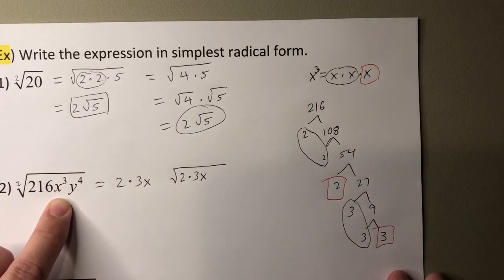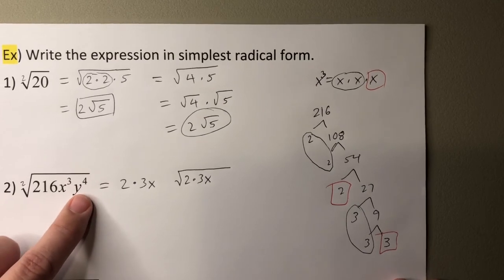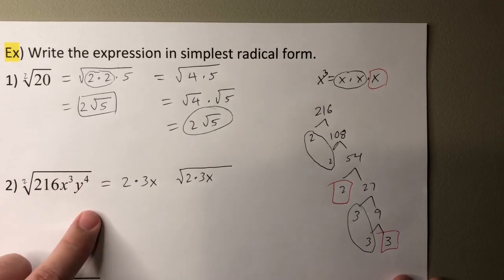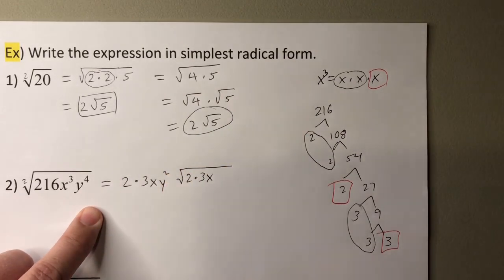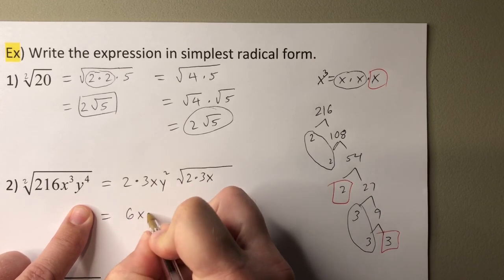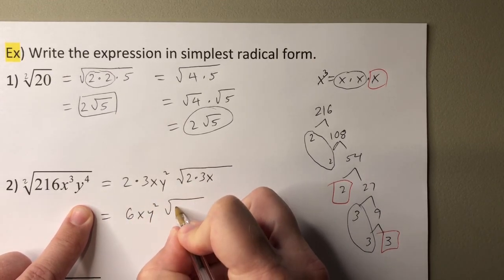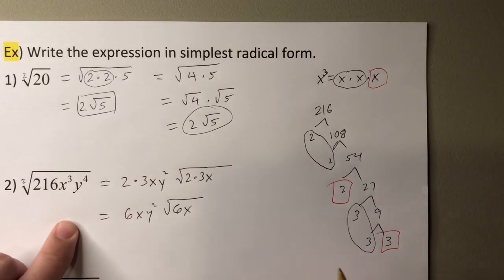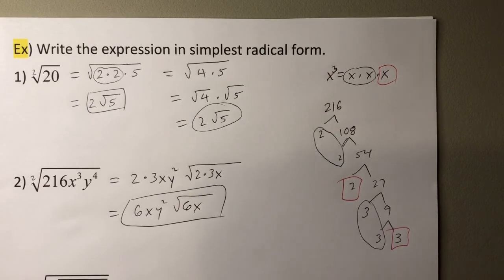And now let's move to the y's. So y to the 4th, you have 2 pairs of y's, right? You have 4 y's, so 2 pairs, which means you have y squared out in front. And then all you got to do now is simplify. So right here becomes 6xy squared times what? The square root of 2 times 3, 6x. And there you go. This is now complete for question number 2.